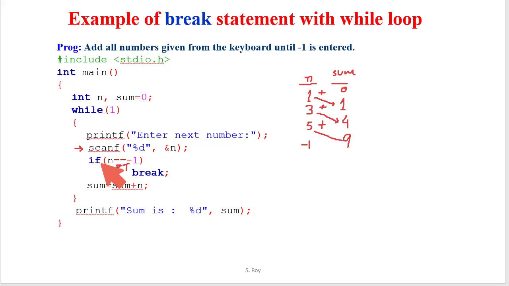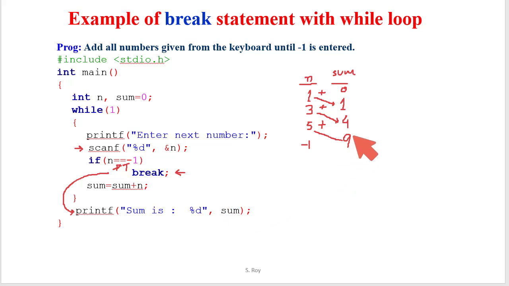When this is true, the execution enters into the if block and this break statement will be executed. When this break statement is executed, the execution comes out from the while loop. So the execution will come out at this statement. This is out of the while loop because this is the end of the while loop, and it will print the value of the sum at the output.